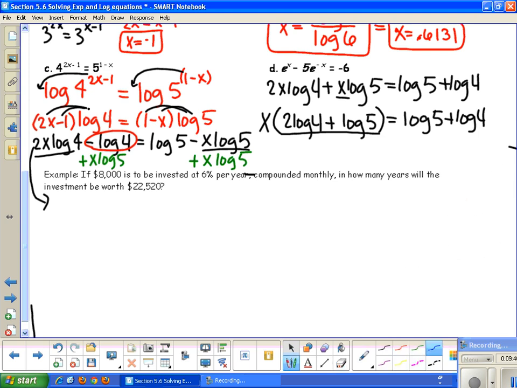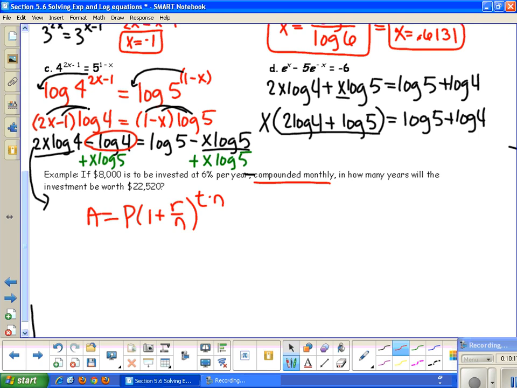All right, so for the next example, it says, if $8,000 is to be invested at 6% per year, compounded monthly, in how many years will the investment be worth $22,520? So this is using those formulas that we used before. We are compounding something monthly. So since we're compounding something monthly, we're using the formula A equals P times 1 plus your rate divided by the number of times you compound it, to the power of your time times the number of times you're compounding it.